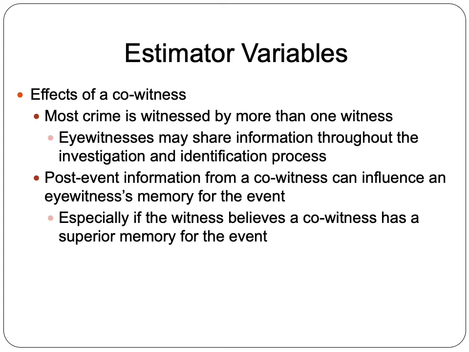Post-event information from a co-witness can influence an eyewitness's memory for the event also. If they say stuff like, man, did you see how fast that car slammed into that other car, as opposed to, did you see that fender bender? Witnesses will rate the slammed into the other car as a significantly faster speed than what they actually saw, right? Especially if the witness believes a co-witness has a superior memory for the event, this effect of a co-witness matters more, right?